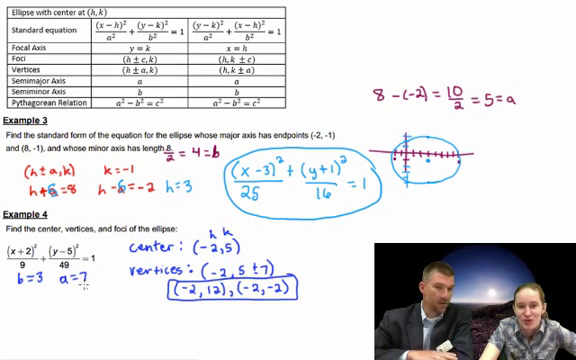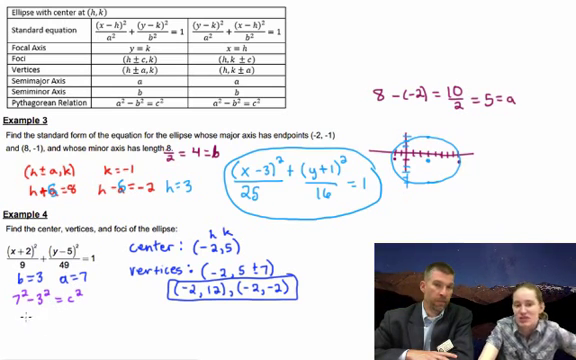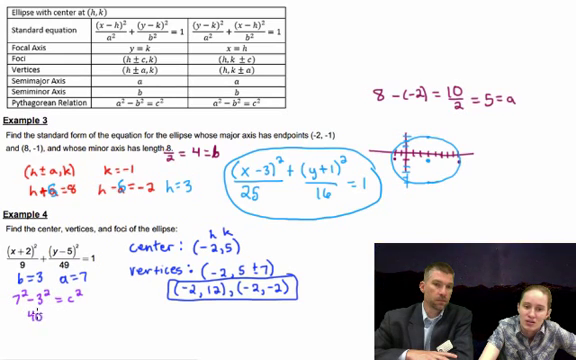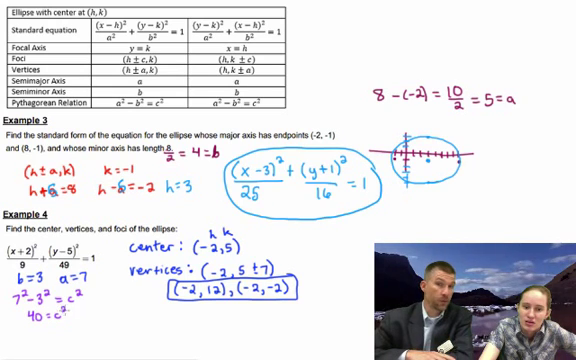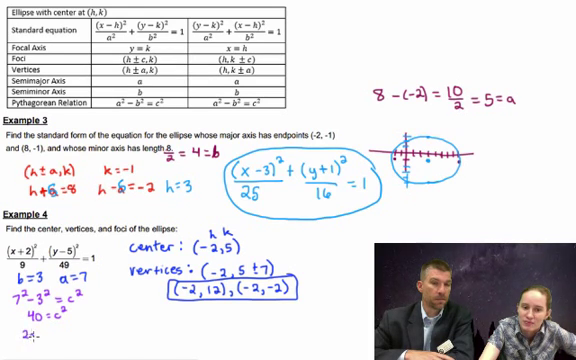For the foci, we need c. So we do a squared minus b squared. What may happen to you occasionally is you'll put this in and you'll get a negative that you have to take the square root of. That means you put them in the wrong order. So that's 49 minus 9, which is 40. So the square root of 40 would be your c value, and that's the distance from the center to the focus. If I square root this and simplify, that gives me 2 square roots of 10.